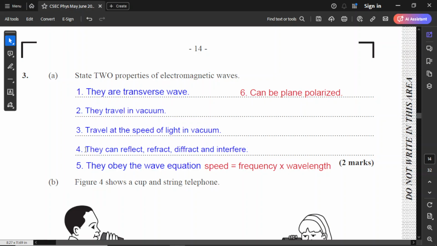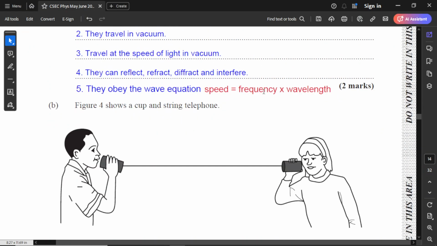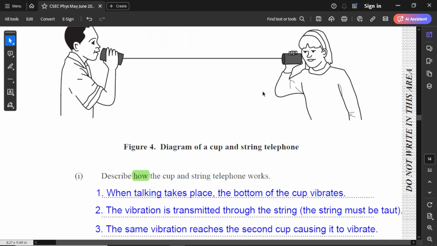And of course, I guess most people will not remember that. But yes, all electromagnetic waves can do that. They obey the wave equation, which states that speed is equal to frequency times wavelength. And another one here that you can also list is that they can be polarized, especially plane polarized. Once I say they can be polarized, you get a mark as well.